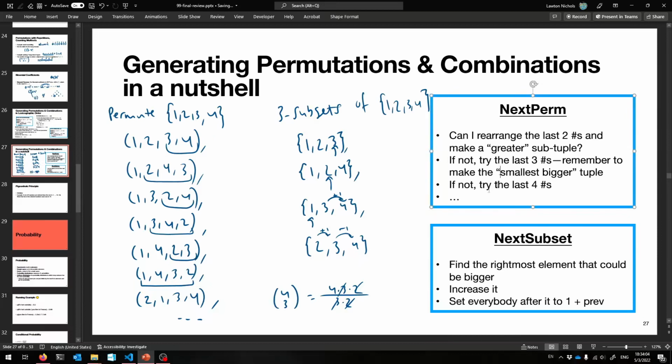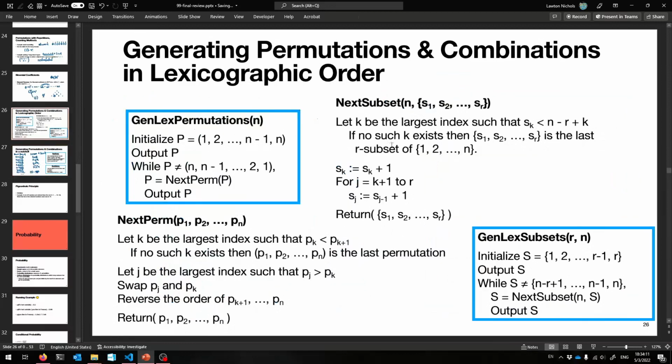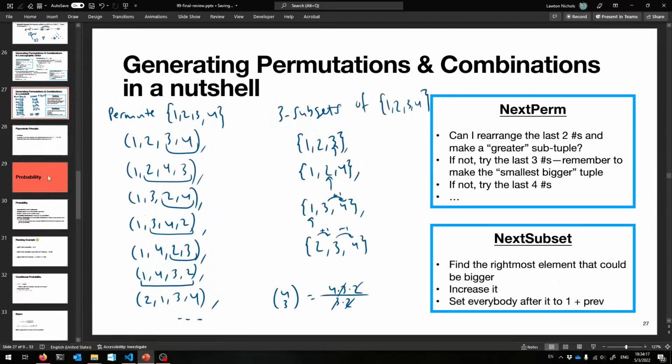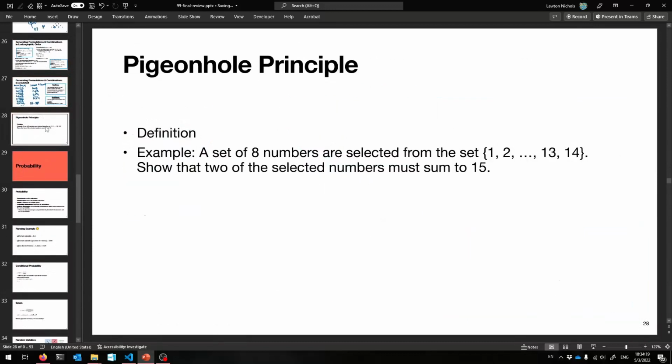Okay, so those are the ways that I want you to think about it in your mind for next perm and next subset. And I hope that will help you even when you're implementing it. Like, at least you know what should have happened. Okay, so that's that. Let's keep on trucking and get into the pigeonhole principle now.